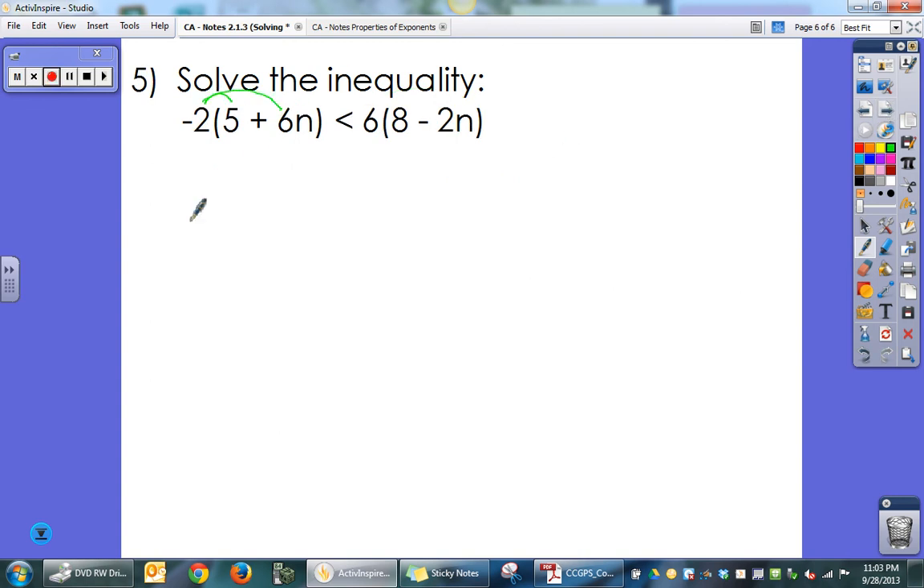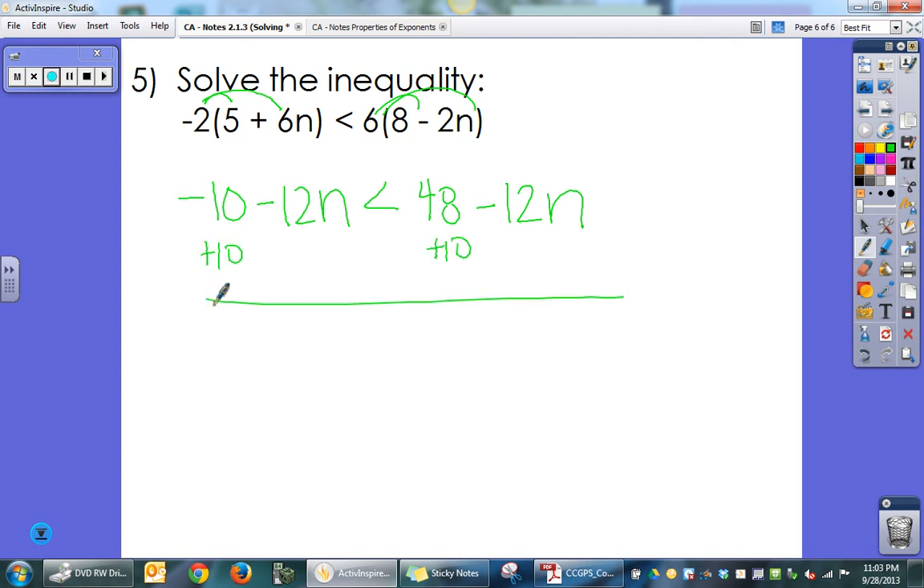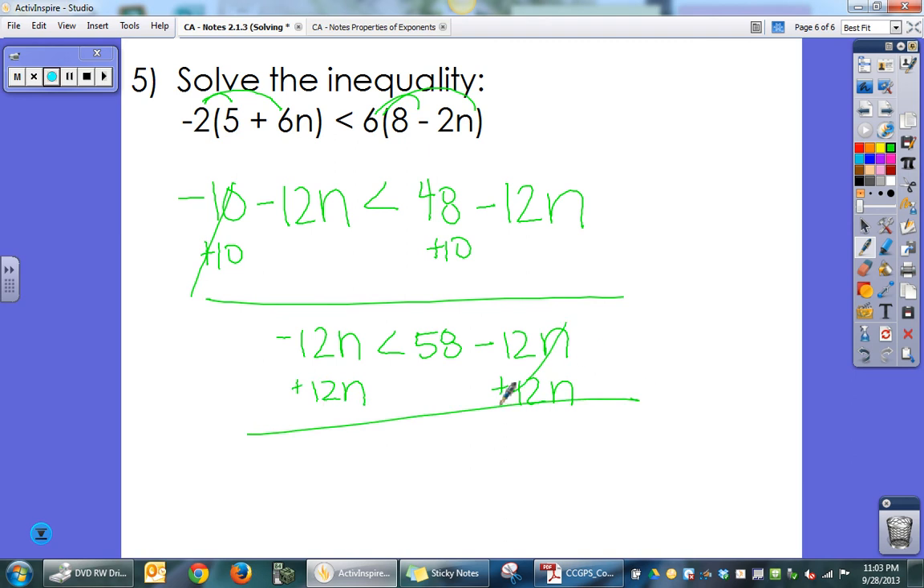Alright, going to distribute once again. Negative 10 minus 12n is less than 48 minus 12n. I'm going to add 10 to both sides. Negative 12n is less than 58 minus 12n. Add 12n to both sides. Notice that cancels, so that becomes 0. And this is a true statement. 0 is less than 58, unlike the last problem.